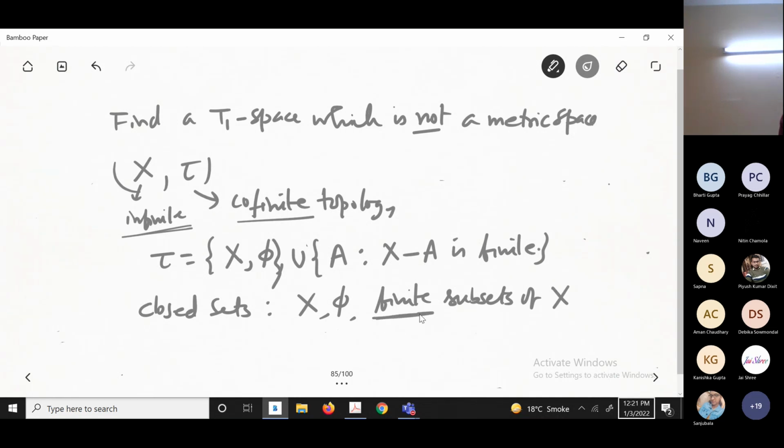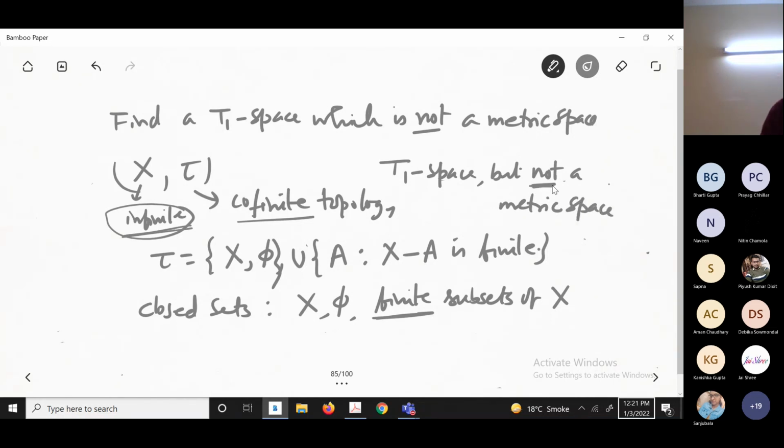So this is an example. Make sure that you take an infinite set. If on an infinite set you take the cofinite topology, this is a T1 space, but not a metric space. We'll see why it is not a metric space. That you should be able to justify. Why is it not a metric space? Let us see.